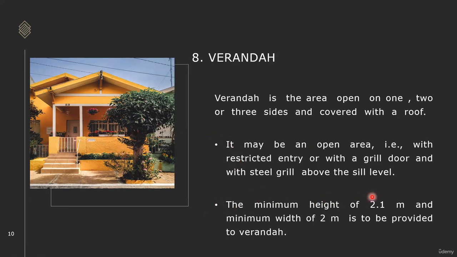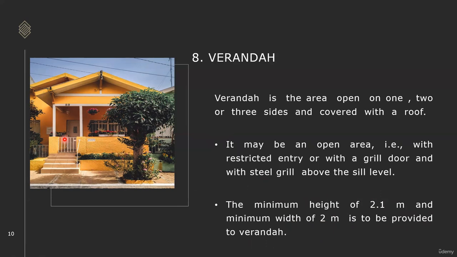And the minimum height of 2.1 meter, and the minimum width of 2 meter to be provided for the veranda. So what is the minimum height from the floor to this roof? From the floor to this roof, the minimum height we need to provide is 2.1 meter, and the minimum width of the veranda we need to provide is 2 meters. Again, that depends upon the size of the site also.